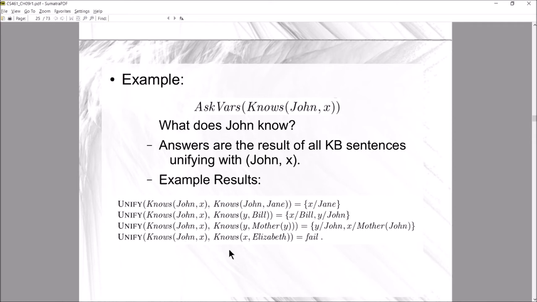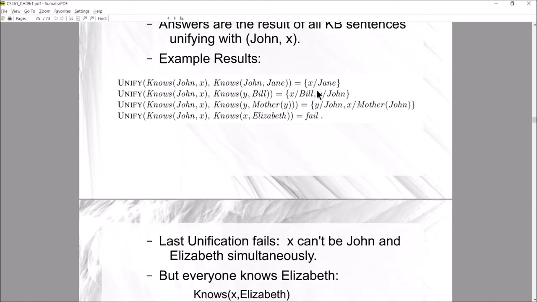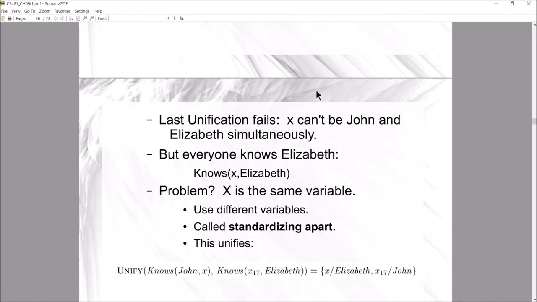Because look at sentence Q, and you're like, well, I'll just plug in John for X, right? That should work. Well, then sentence Q is knows John Elizabeth. Okay, that looks fine. But then go look at sentence P. If you substitute John for X, you'd be saying knows John John. They're not the same sentence. Therefore, by generalized modus ponens, you can't infer that John knows Elizabeth. They don't match. X can't be John and Elizabeth simultaneously, right?